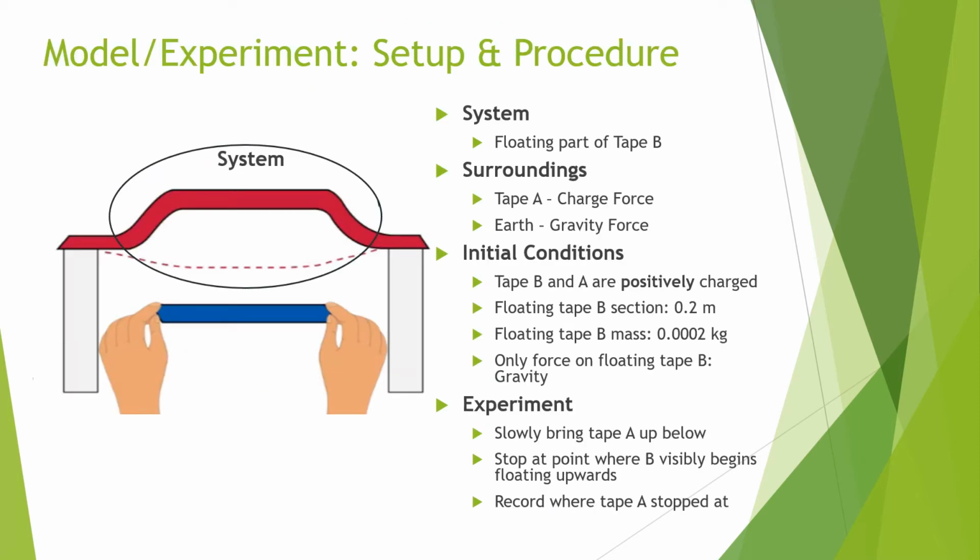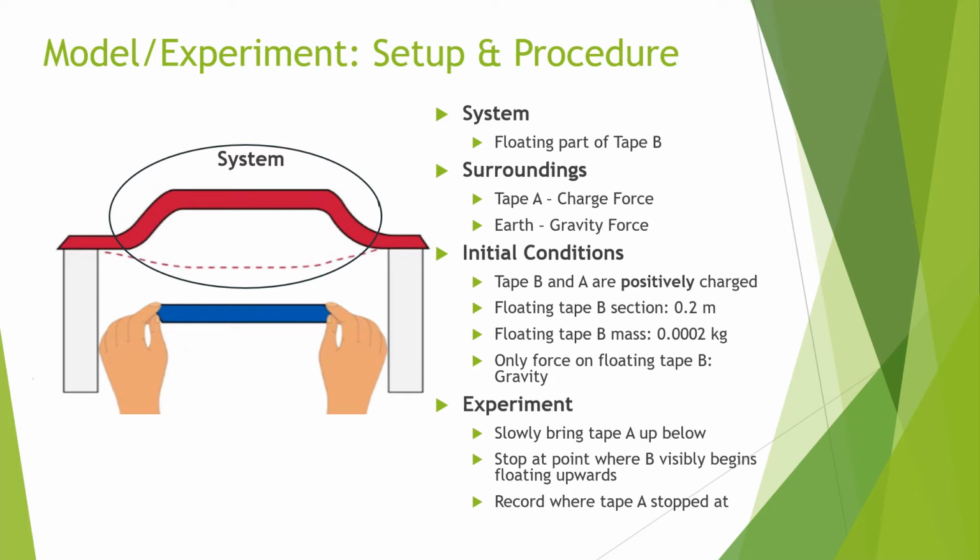And now on to the actual experiment. The system of the experiment is the floating part of tape B as shown on the left. The surroundings include tape A, which provides a charge force to the system, and the Earth, which provides a gravitational force to the system. The initial conditions include tape B and tape A being positively charged, which will be discussed in the next slide, the floating tape B section being 0.2 meters, and the floating tape section's mass being 2 times 10 to the negative 3 kilograms.